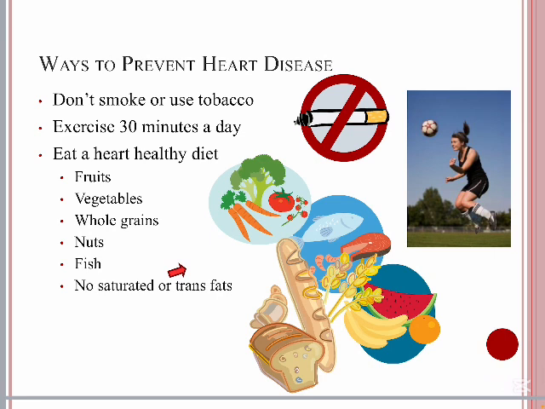Ways to prevent heart disease. Don't smoke or use tobacco. Exercise 30 minutes a day. Eat a heart-healthy diet: fruits, vegetables, whole grains, nuts, and fish, not saturated or trans fats.